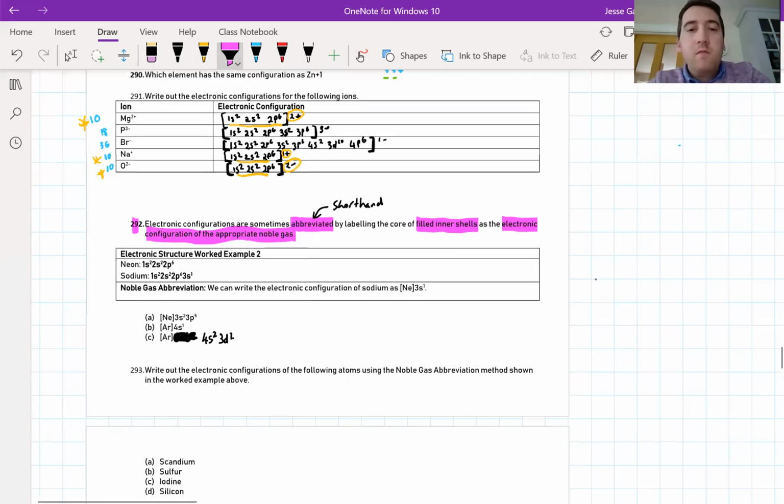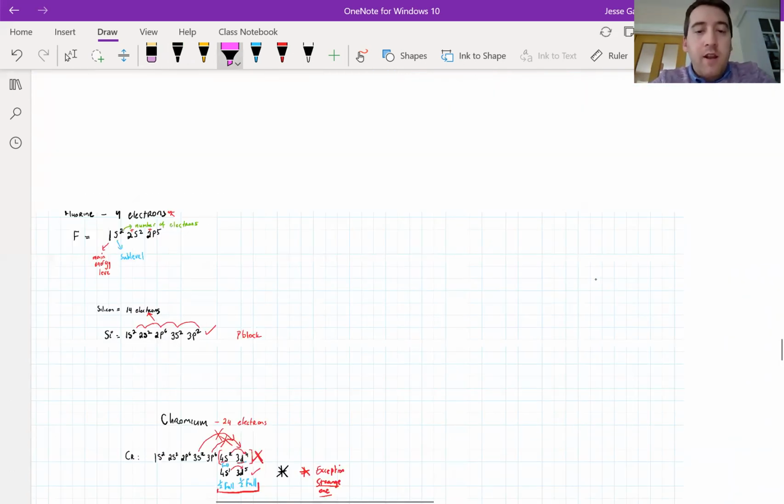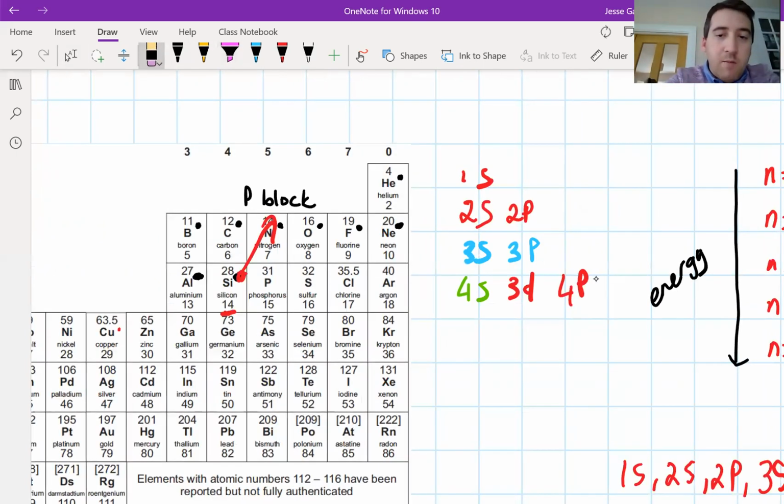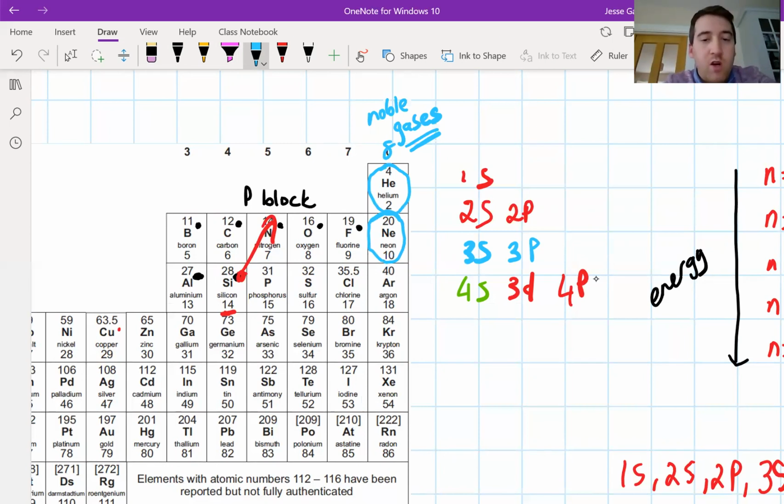Up to the periodic table, and these elements here in group 8, or what's labeled group 0 here on this periodic table, this is group 8, and the nickname here is the noble gases. Sometimes you will see scientists writing electronic configurations by using these to help us abbreviate. I think the best way to explain this is to show you a couple of examples.